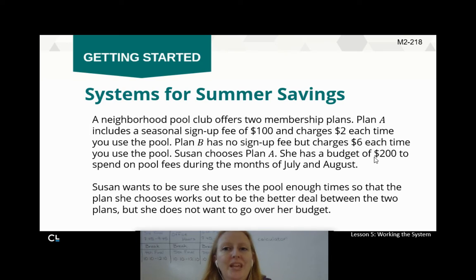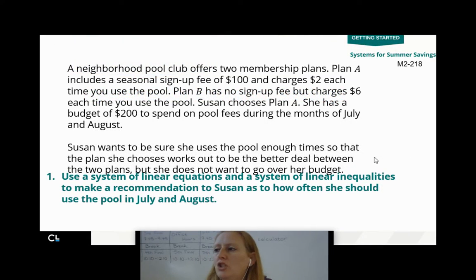So what I'd like you to do, can we just start by using a system of linear inequalities to make a recommendation to Susan as to how often she should use the pool in July and August. So go ahead, hit pause, see if you can come up with some inequalities or equations to help her figure out how she knows she's getting the better deal. So go ahead, hit pause, see what you can do with this, hit play when you're ready to check your work.